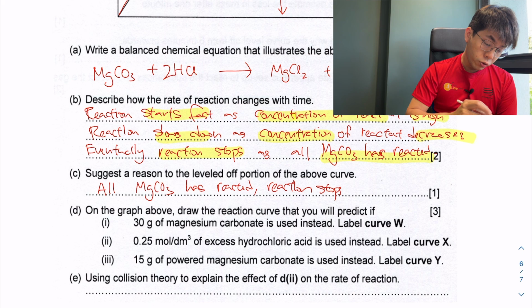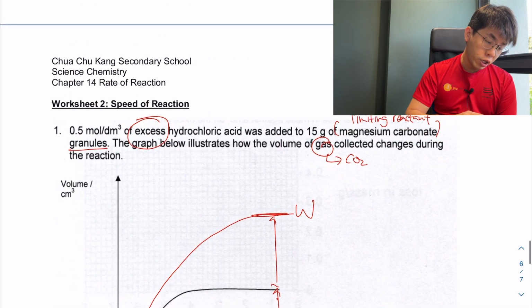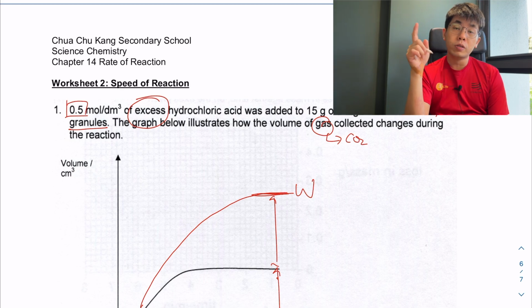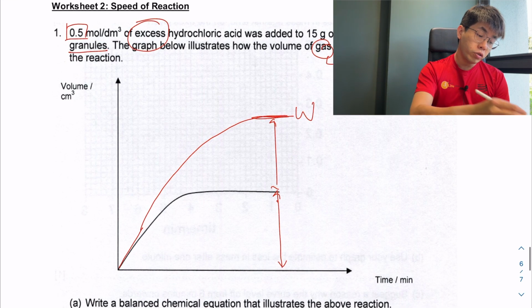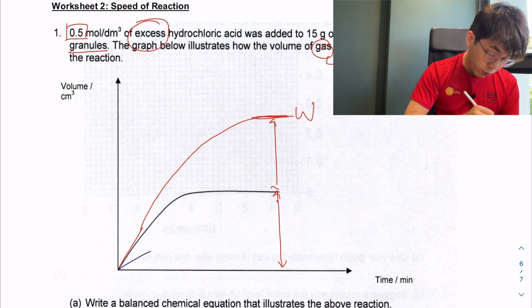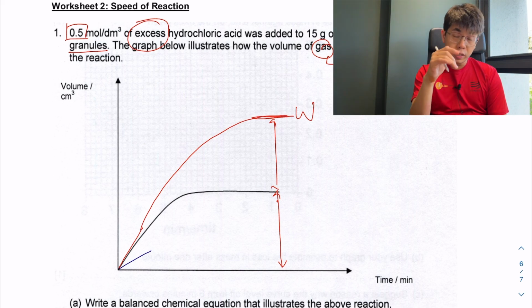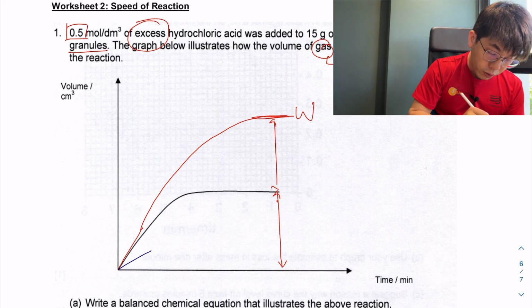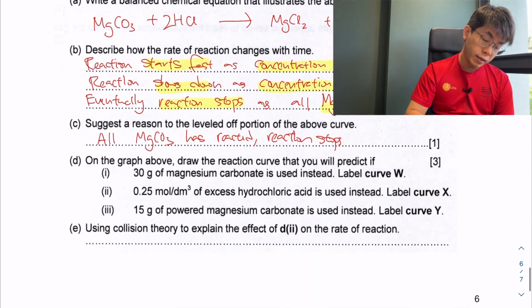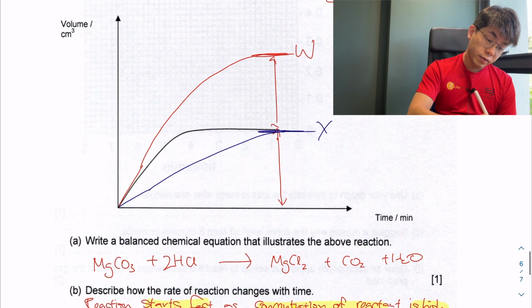Next, I've used 0.25 moles per dm cube of excess hydrochloric acid instead. So I've changed the concentration. I started at 0.5 and now I changed to 0.25. That means concentration decreased, and when concentration decreases, the speed of reaction decreases. So the gradient should be lower, right? However, the acid is still in excess, so the volume produced is still the same. So the volume is the same, the gradient is less steep, and then you join them together, it will look something like that, and I label it as X.